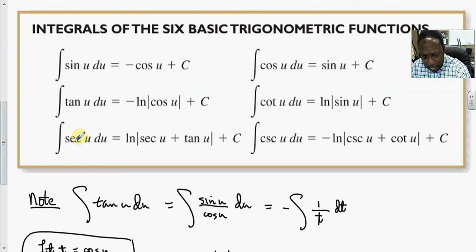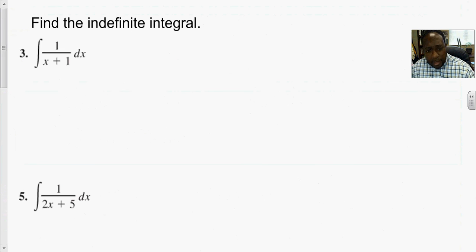The proof of the secant being the natural log of the absolute value of secant u plus tangent u is a little bit tricky. There we multiply by a sophisticated 1, and you can get the results, but I will not bother with that at this time. Let's look at some problems in this section to see if you can gain some pretty good knowledge of what's going on.